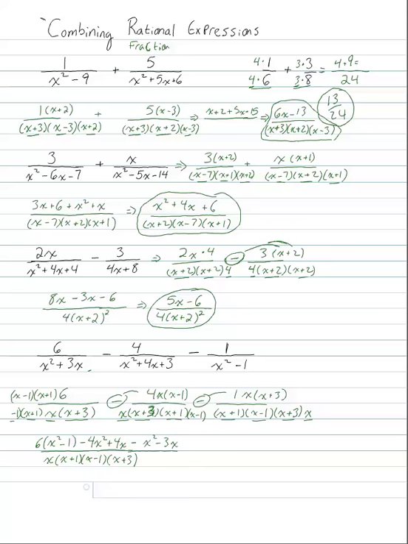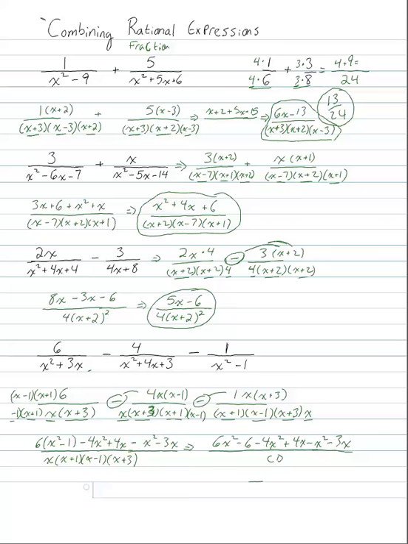Okay, so I'm going to go ahead and distribute that 6 through. If I do that, I'm going to get 6x squared minus 6 minus 4x squared plus 4x minus x squared minus 3x, all over my common denominator. I'm being lazy and just writing CD.